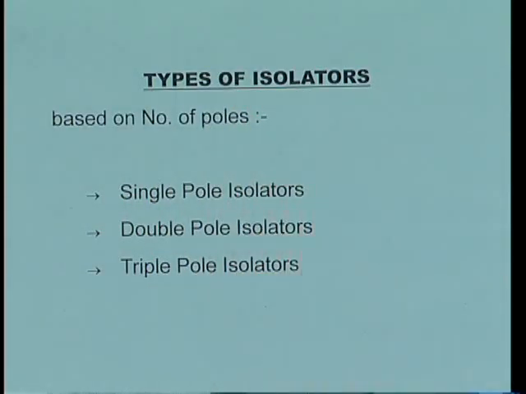Types of isolators. Based on the number of poles, the isolators are classified into single pole isolators, double pole isolators, and three pole isolators. Single pole isolator means the isolator is connected for a single phase supply. If the isolator is connected for a two-phase supply, meaning it receives either two phases or one phase and neutral, then we can say it is a double pole isolator.